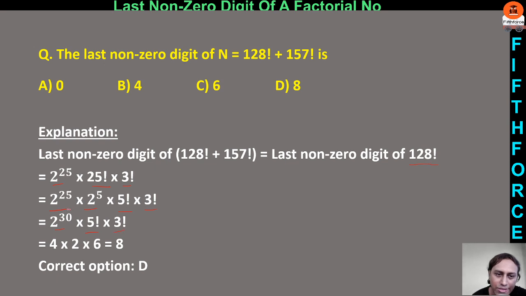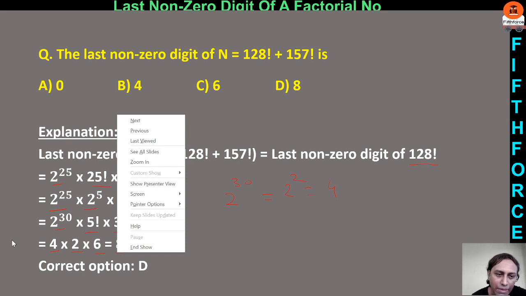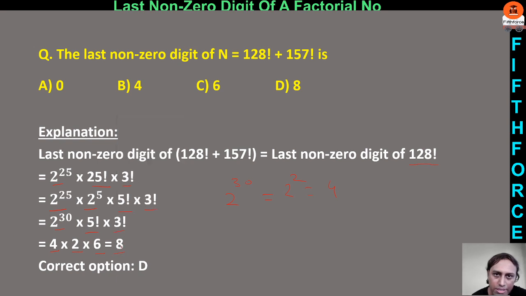Adding this index, right? 2 power 30, guys, what is the unit digit? 30 divided by 4, remainder is 2. So it must be 2 square, right? And 2 square is 4. So here it is 4. And factorial 5 is 120, so non-zero digit is 2. Factorial 3 is 6. And 6 into any even number is that number only. So it must be 8. So the rightmost non-zero digit of this 128 factorial is 8. So correct option is option D.